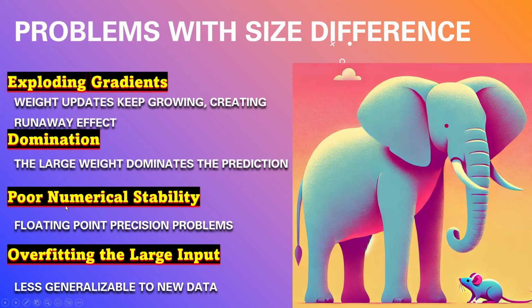Then another thing that can happen is you can run into floating point precision problems where you don't have enough precision to capture the change and it just kind of gets stuck on a number and you end up seeing all zeros at the end of your numbers. And then the last thing is it can overfit to the large input, meaning it works good on the training data, but when you get out and do new data, it's overfit to that training data and it doesn't adapt well to the new information.